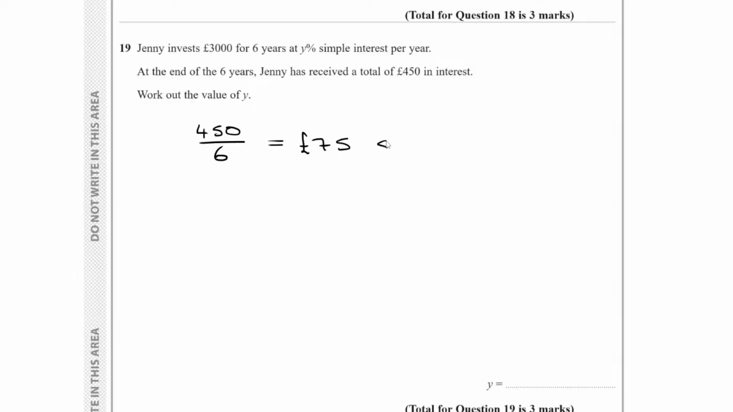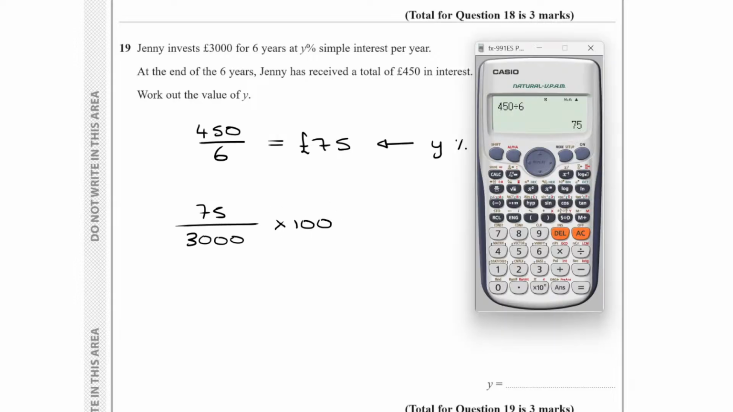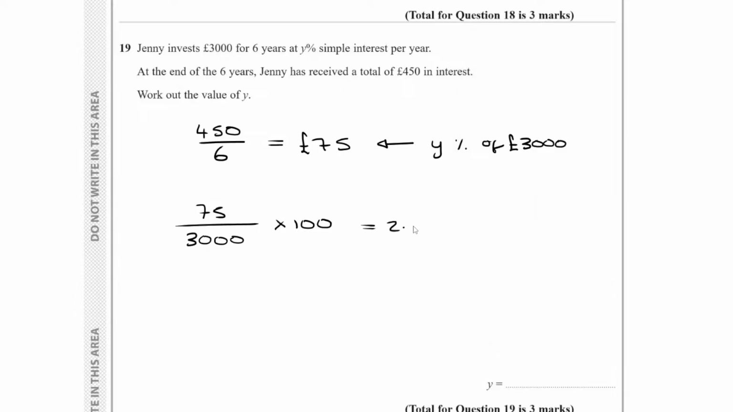So that is Y% of £3,000. So I need to go, well, how much is that as a percentage of 3,000 then? What is 75 as a percentage of 3,000? So to work out what a percentage is, we do 75 divided by the 3,000 and obviously times it by 100 to make it a percentage, not a decimal. So 75 divided by 3,000, and then I'm going to times the answer by 100. And that gives me 2.5%.